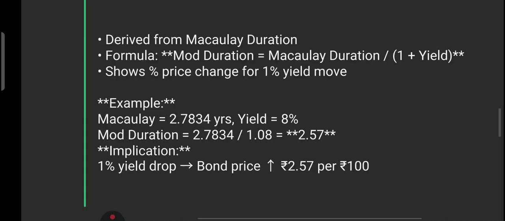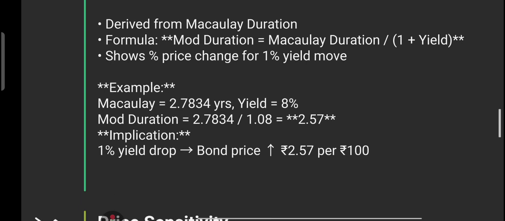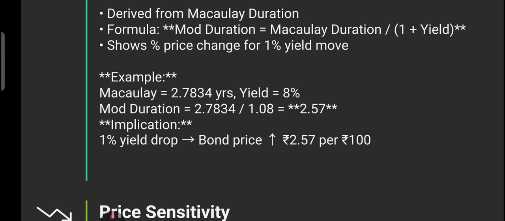So the formula is McCullough duration divided by 1 plus yield. With McCullough duration, suppose 2.7834, and yield 8%, we can find the modified duration by dividing 2.7834 by 1 plus 0.08, which is equal to 2.57. So suppose the interest rate falls by 1%. Then the bond price rises by rupees 2.57 per rupees 100.